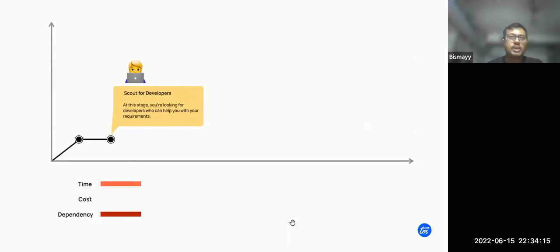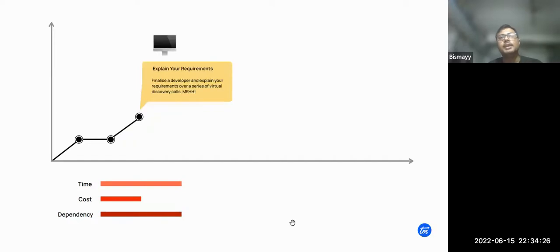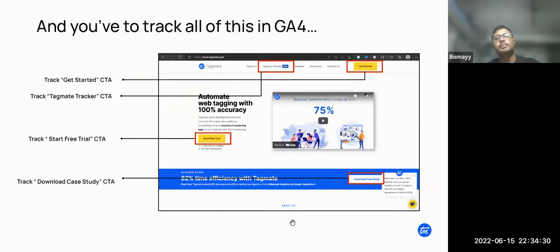And then you go ahead and scout for developers. I remember a lot of you have also taken the help of developers and agencies, or your in-house team developers. So there is a time and a dependency that goes up, and then you start explaining the requirements. Like, I will go to my developer and say that, hey, I want to track start free trial, and I want to collect what user identifier is clicking on the start free trial call to action button.